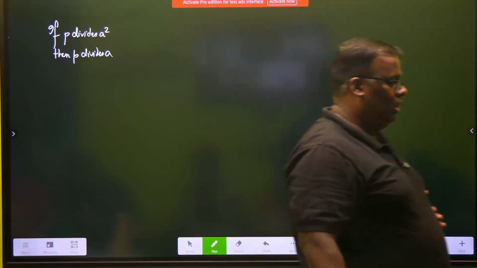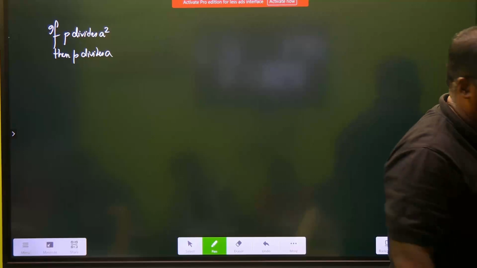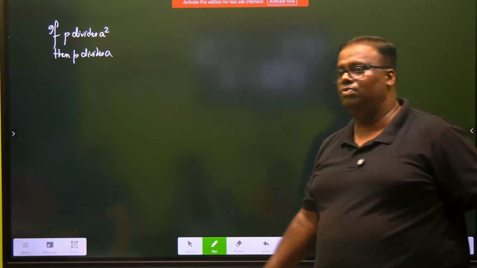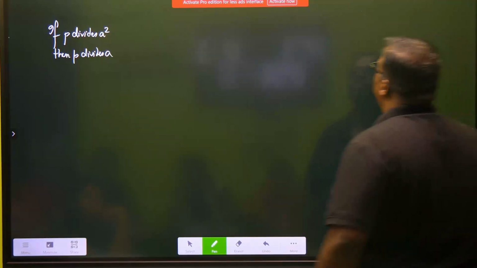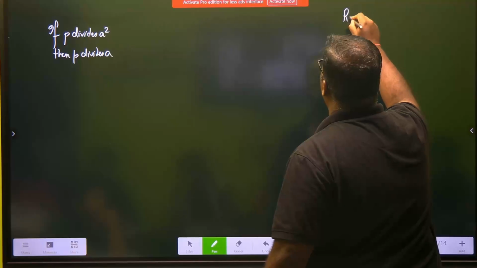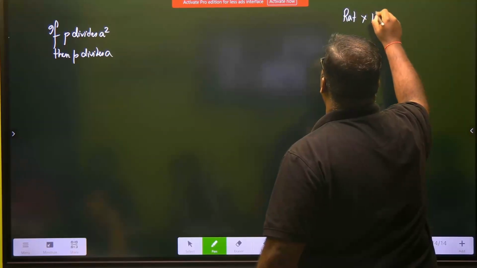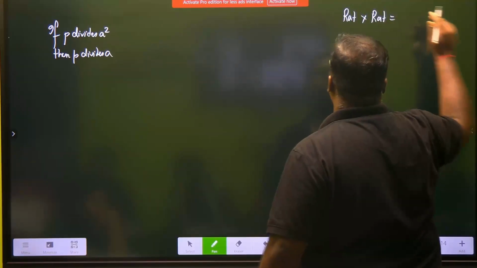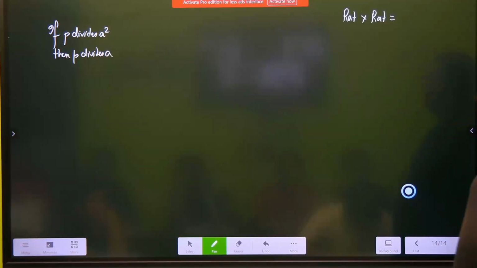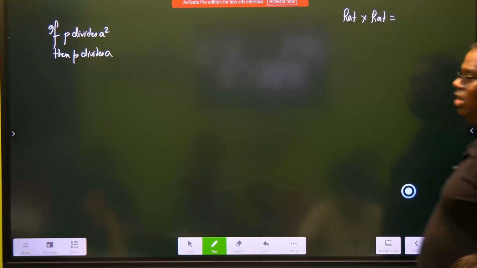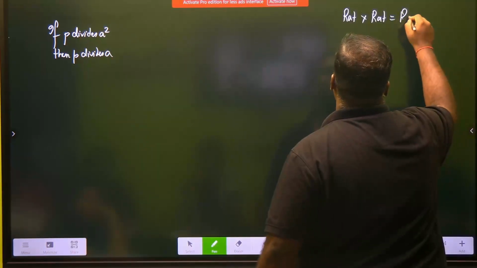A few things to recall from grade 9. Let's revisit. A rational multiplied by a rational, what should be the answer? A rational with a rational will always be a rational number. There is no doubt in this. It will be a rational.